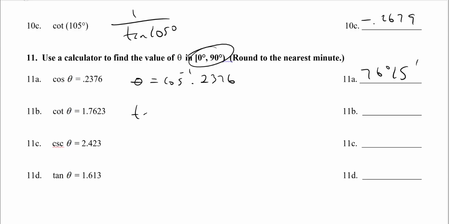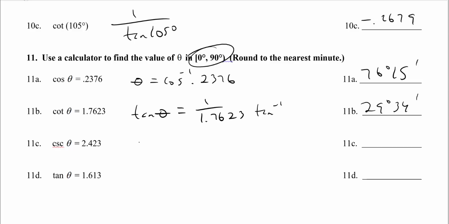Cotangent, I'm just going to write this as tangent of theta. Now, I can flip this, and the only reason I'm flipping this is because it's not an angle, it's a ratio. So tangent of theta is 1 over 1.7623. Okay, so then you're doing the inverse tangent of that. And that gives you 29 degrees, 34 minutes.